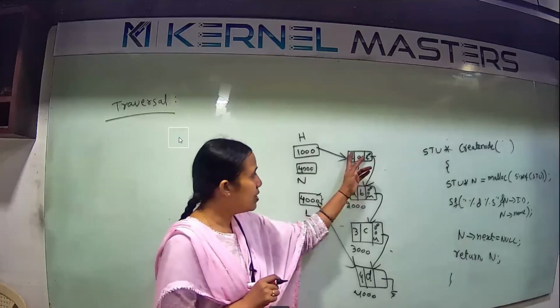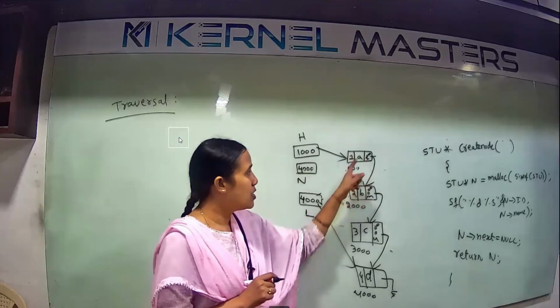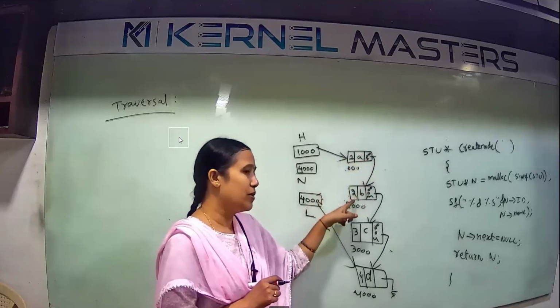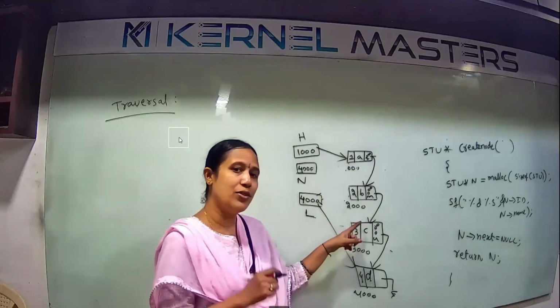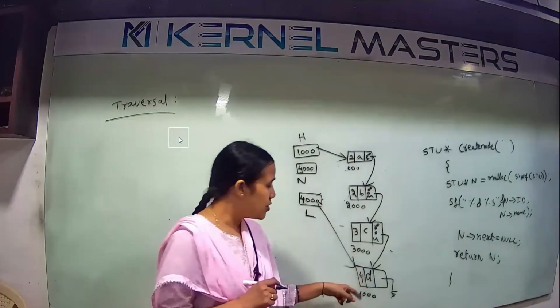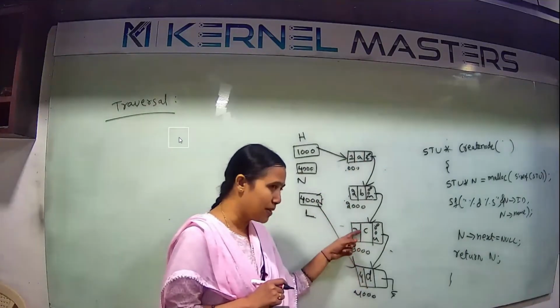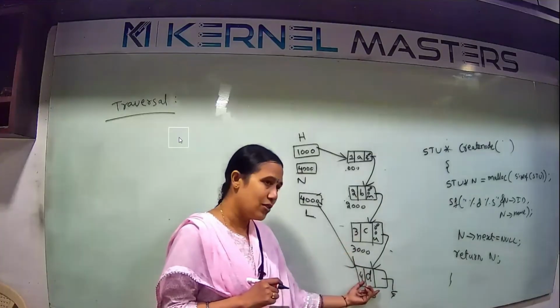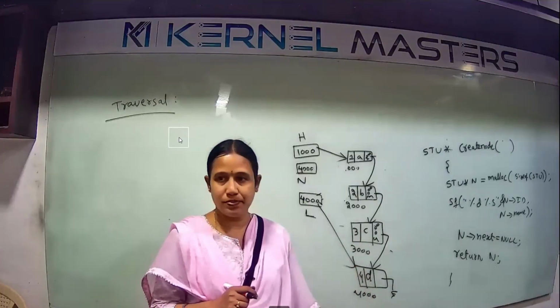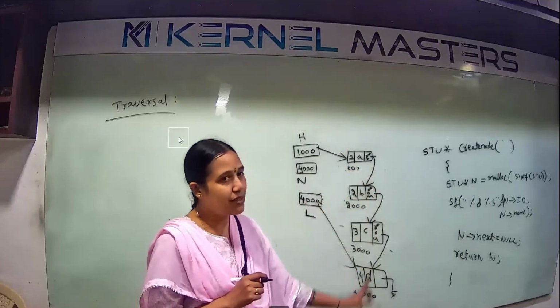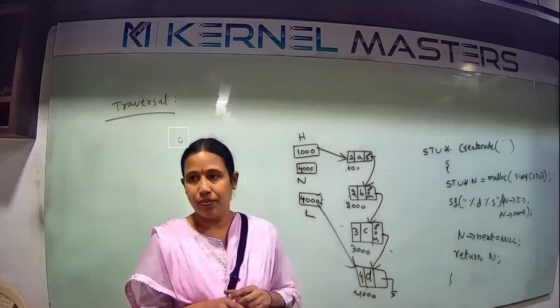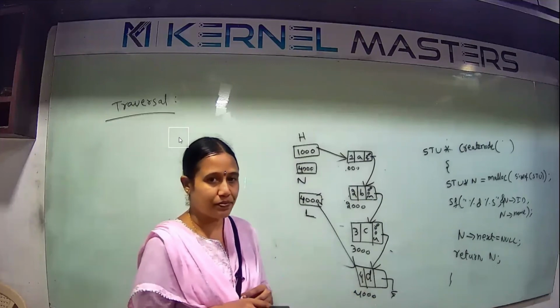So this node has the next node address. So if I go to this node, I can go to the next node. If I go to this node, I can go to the next node. Because every node is going to remember the next node address. But once you go to the last node, you can't come back because the last node is not going to remember the previous node address. It is single directional travel only. You can only travel in this direction. You cannot come back. This is a single linked list.